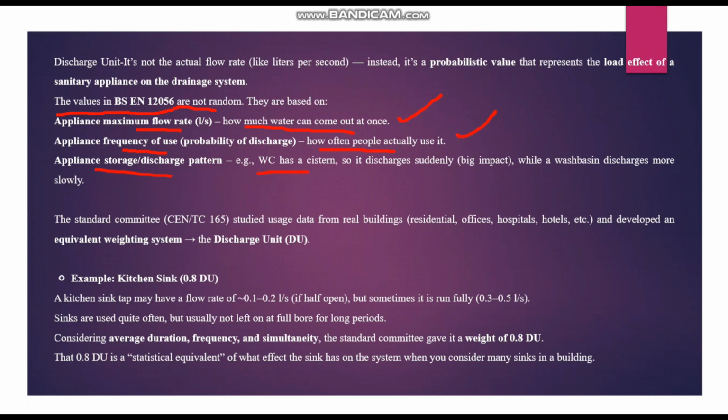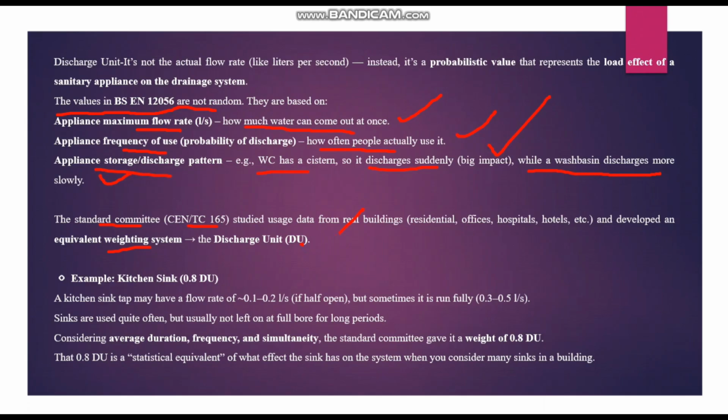A water closet has a cistern, so it will discharge suddenly and create a big impact, while a wash basin discharges more slowly. So this also plays an important role. The standard committee CEN TC 165 studied the usage for different buildings: residential, commercial, hospital, hotels and everything. They give a weighting system, called the discharge unit.